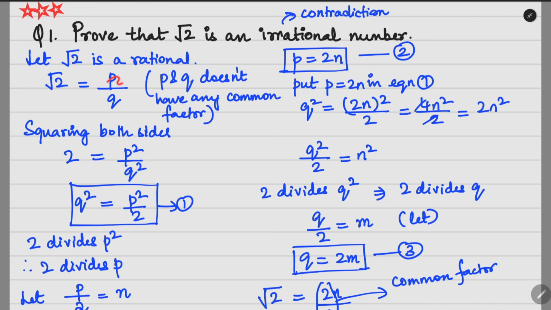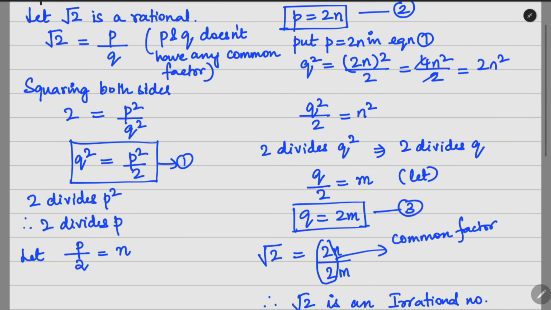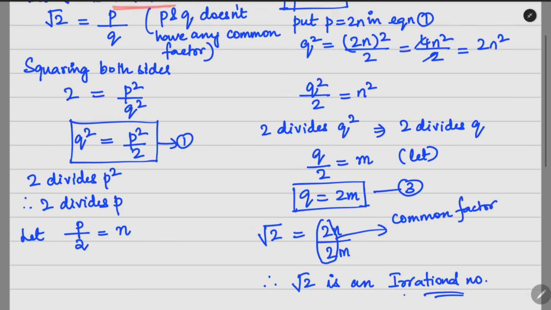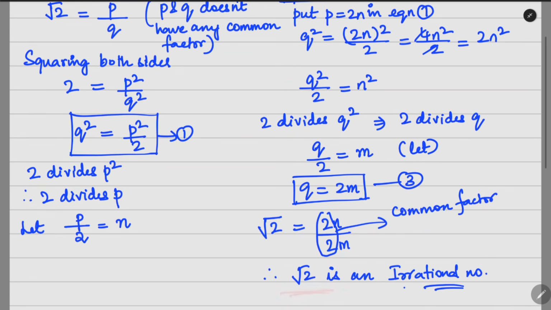So p equal to 2n and q equal to 2m. So root 2 is equal to p by q, which is nothing but 2n by 2m. 2 is a common factor, which contradicts our assumption. Therefore, what we initially assumed is wrong. Therefore, root 2 is an irrational number.